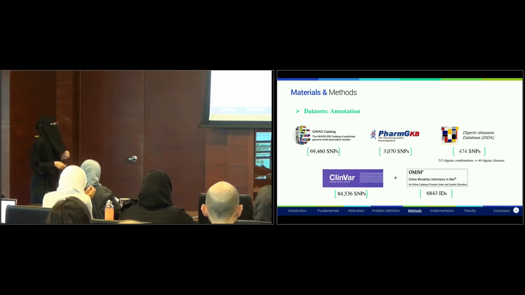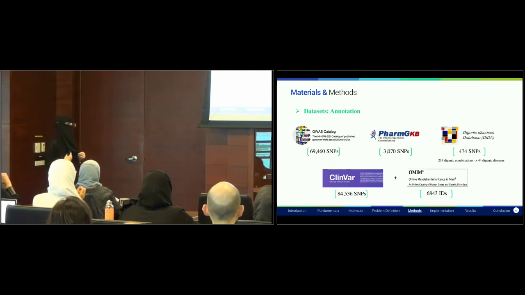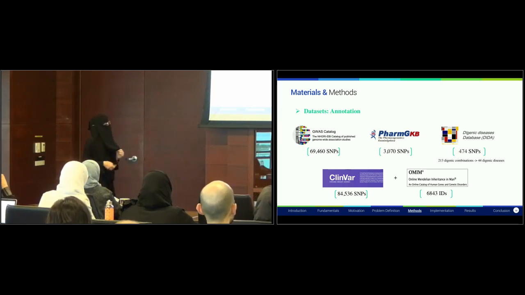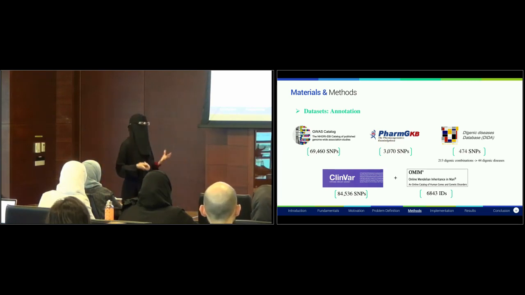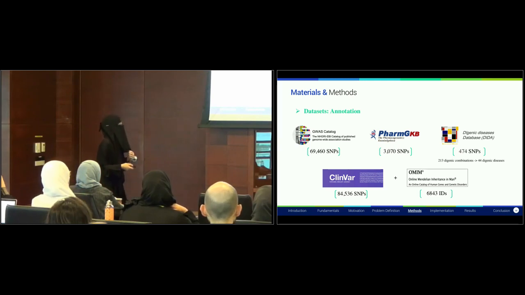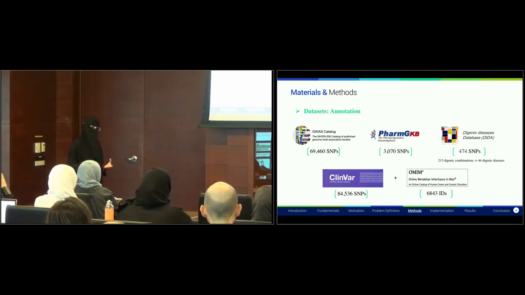And also we use the pharmacogenomic database for all the variants that convey risk with the drug response. And also we use the digenic and oligogenic diseases database. This database consists of diseases that happen with combinations of more than one gene. For this, we have 200 digenic combinations with 400 variants, and that contributes to 44 digenic diseases. And finally, we also use ClinVar, which contains the relationship between diseases and symptoms.